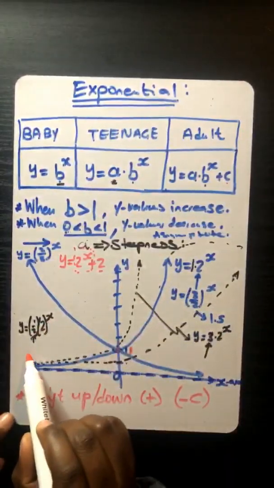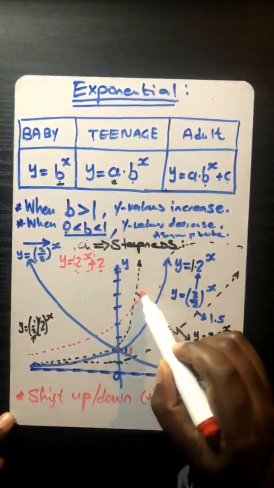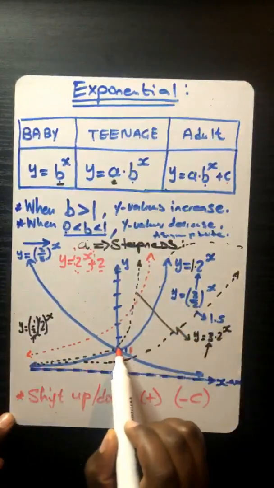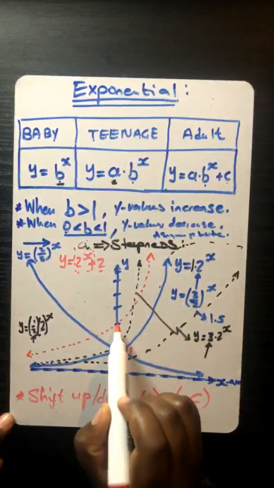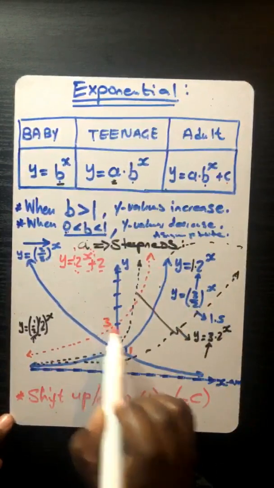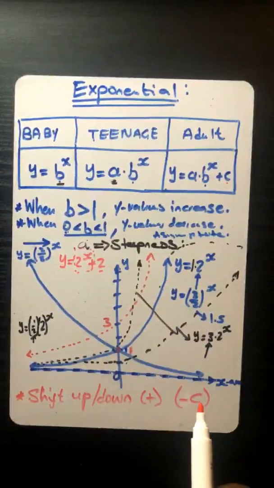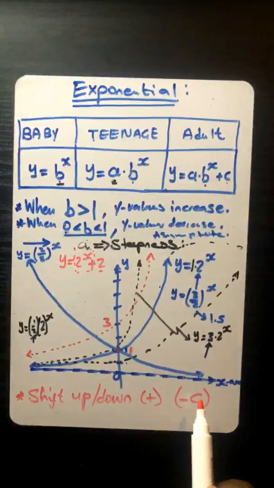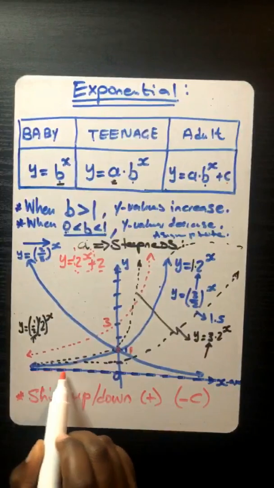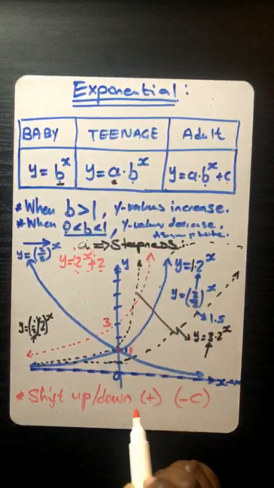So that means it retains the same shape, the same steepness, the same everything. It's only that it is no longer passing through 1 there, but it is passing through that point. What is it? 1, 2, 3. Then it means it is now cutting the y-axis at 3 over there.